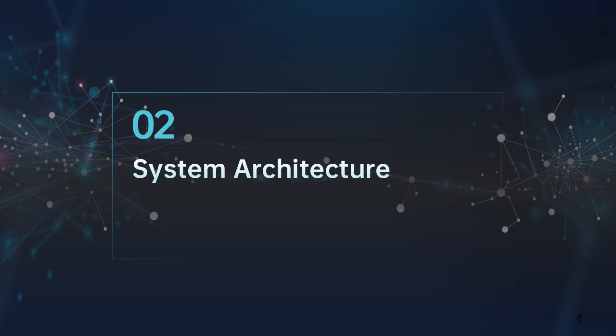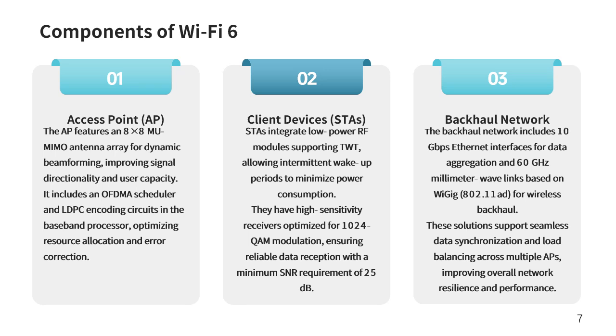Now let's move to part 2, system architecture. In this section, we'll detail the system architecture of Wi-Fi 6, including its core components and the data flow mechanisms. Let's focus on the 3 core components of the Wi-Fi 6 system, including access points, denoted by AP, client devices, and the backhaul network.